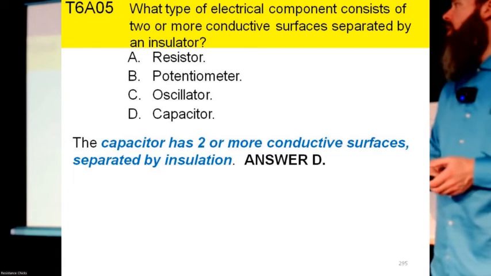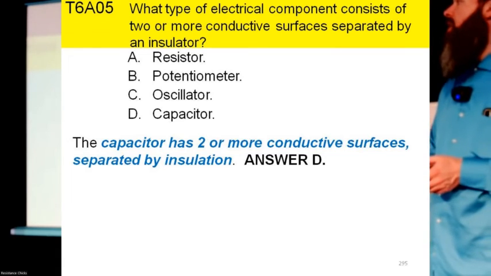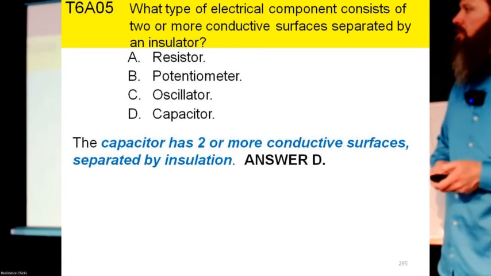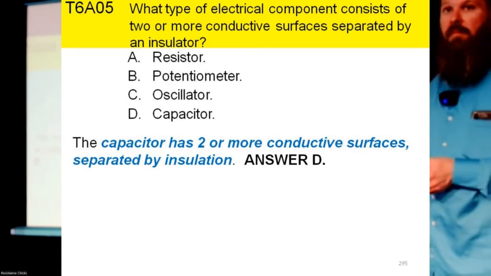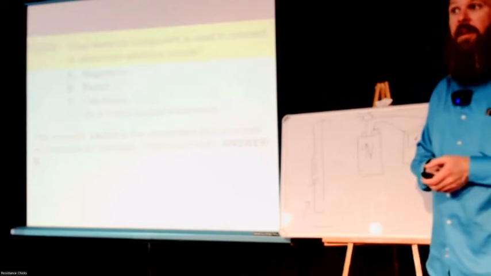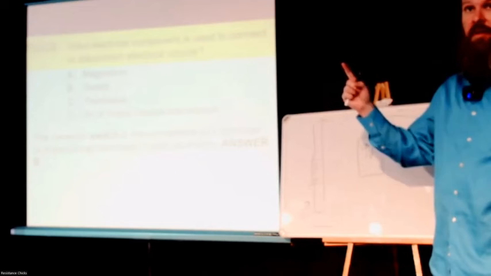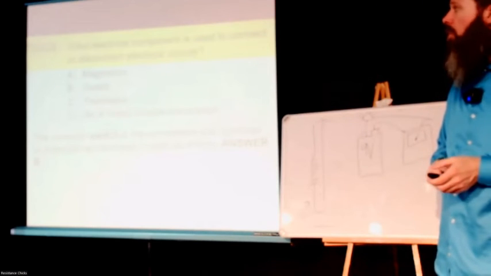What electrical component is used to connect or disconnect electrical circuits? The switch. The light switch in your wall literally connects and breaks the wires, puts them together and takes them apart. That's all it does.